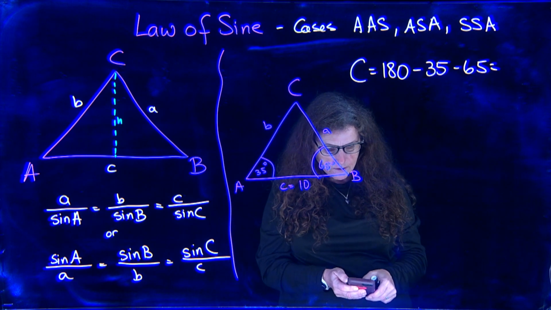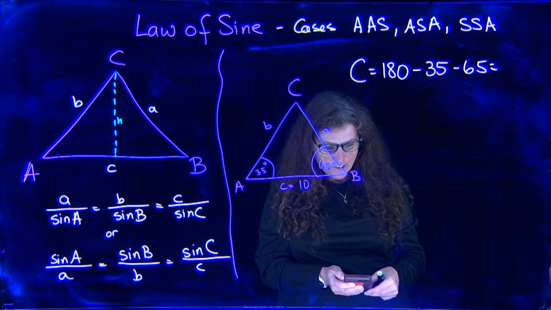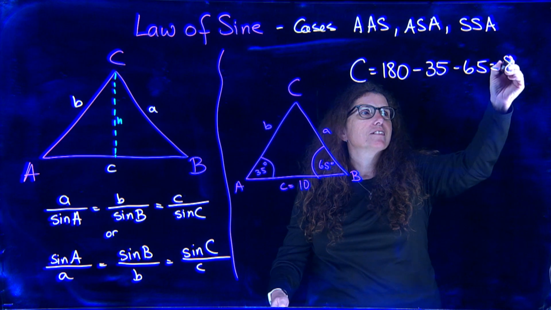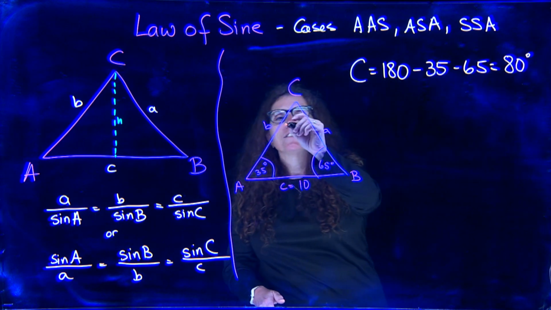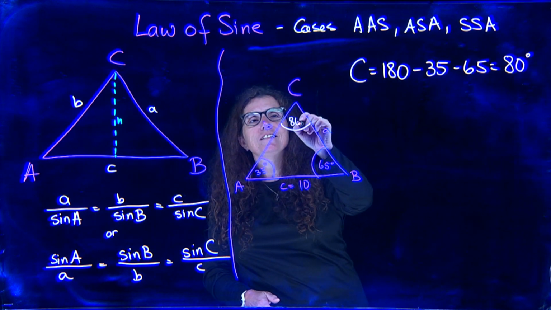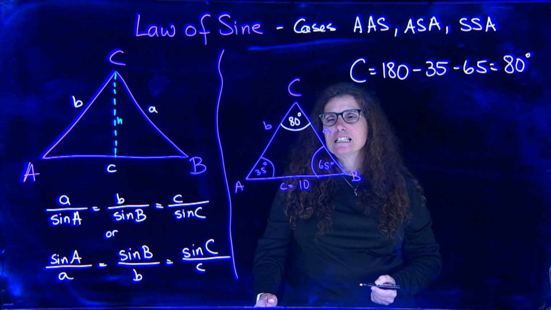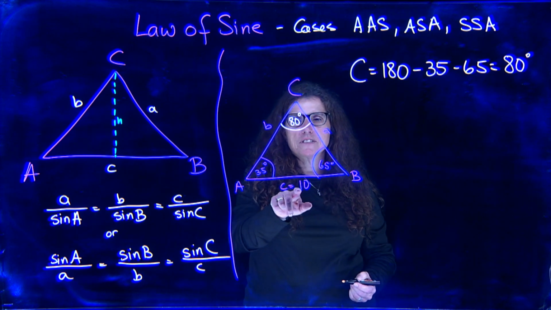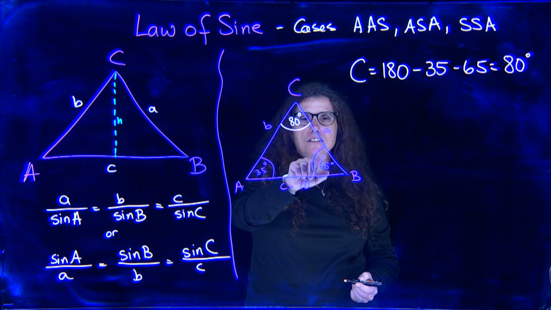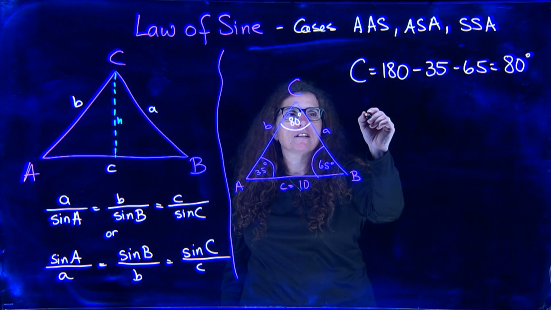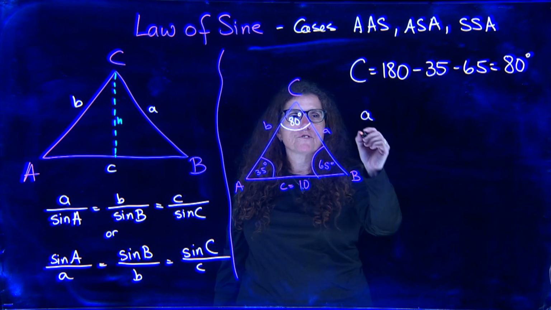Okay, I guess I could do this in my head too. 180 minus 35 minus 65 is 80 degrees. I knew that. Here you go. So angle C is 80 degrees. Now, okay, I have side C, I have angle C, and let's find A. Doesn't matter which side you find first.